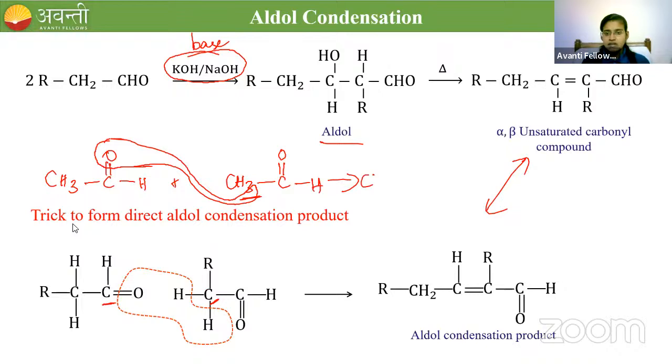What will be the product? We will have CH3 and we have CH, with a double bond here. And here we have CH, and it is attached with C double bond O H. This is the final product. Is it clear to all of you now? Any doubt from aldol condensation? Shall we solve one previous year question from this topic?